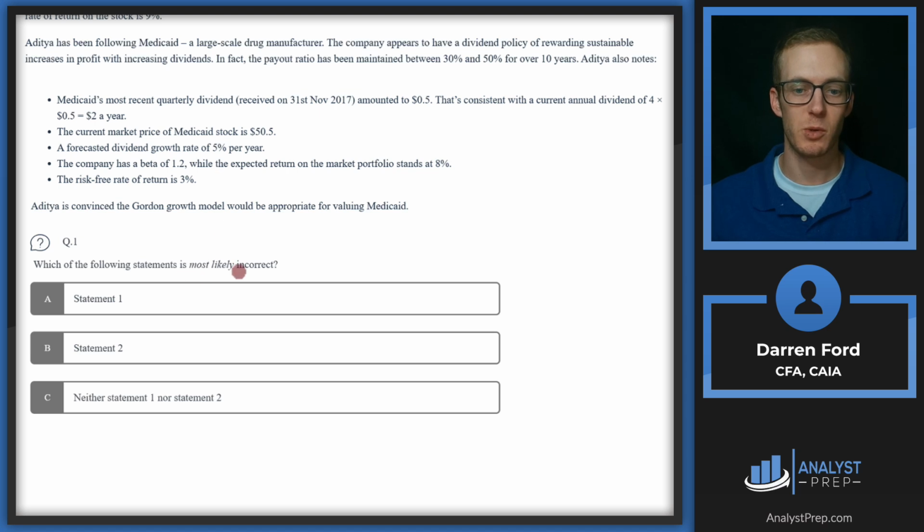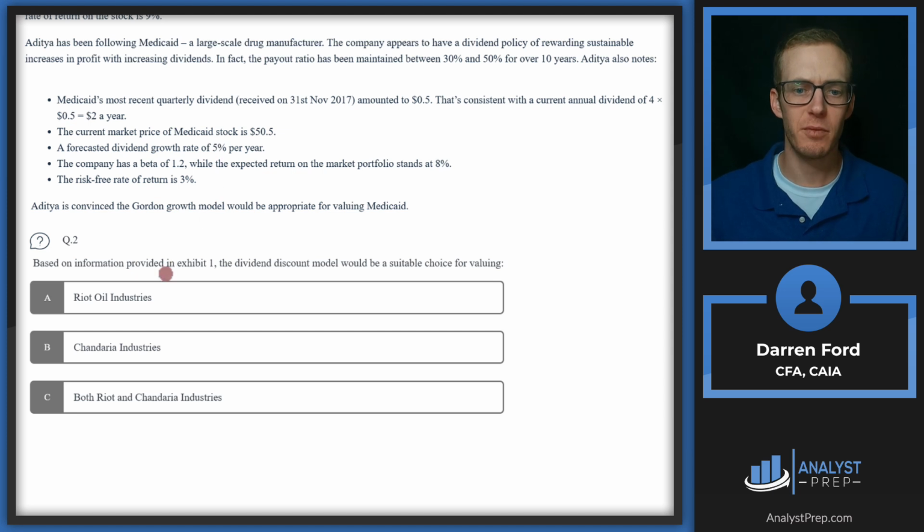This is asking which are most likely incorrect. Statement 1 is not incorrect. Statement 2 is not incorrect. And we'll go with 3. Neither statement 1 or 2 are incorrect. Answer C. Question 2. Based on the information provided in Exhibit 1, the dividend discount model would be a suitable choice for valuing Riot Oil Industries, Shandaria Industries, or both companies.